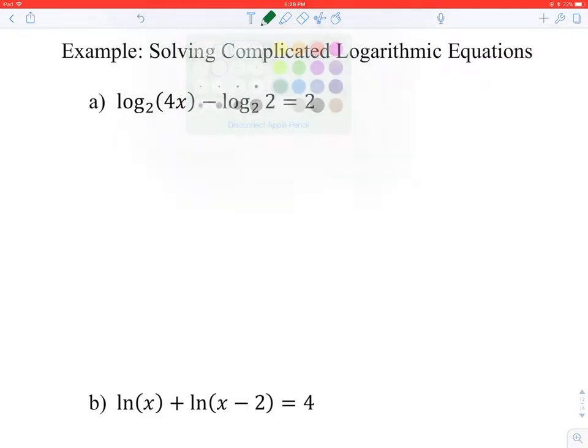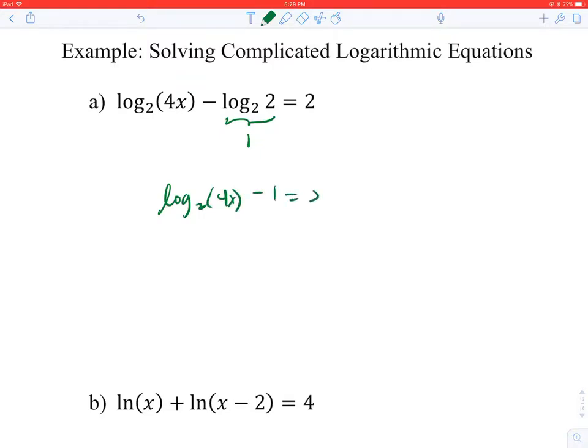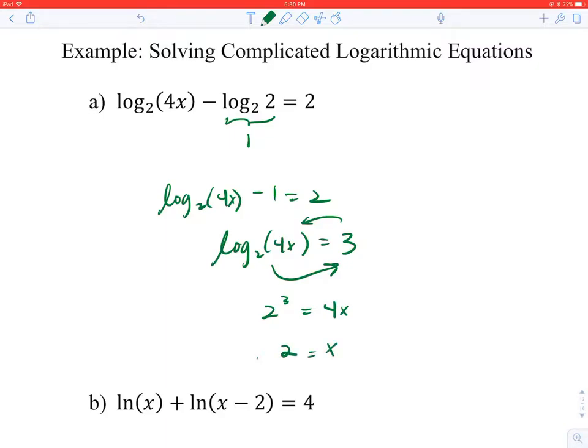Okay, these really aren't that much more complicated. Might not even go through all these. So we'll have log base 2 of 4x minus 1 equals 2. If we add 1, okay, 2 cubed equals 4x. So we get x is equal to 2. And 2 does work.